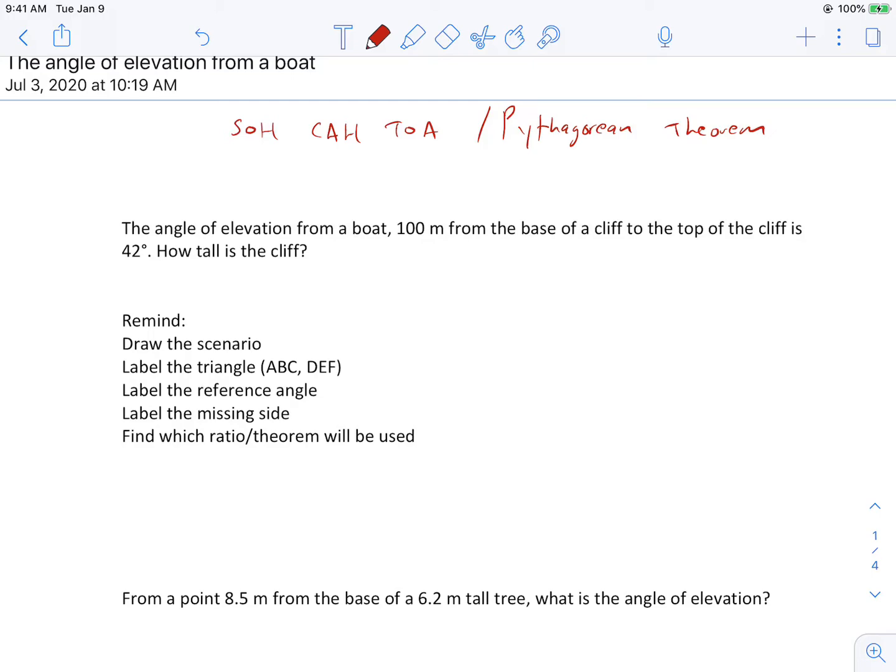Now, really good advice. You want to do a sketch for all of these. So no matter what it is, you're going to want to sketch out your diagram, and it gives you a way better idea of what's going on.